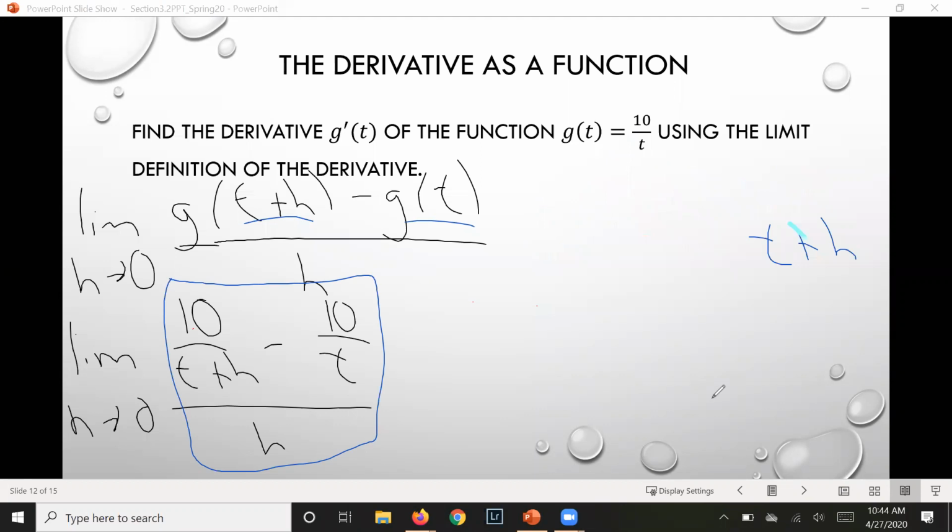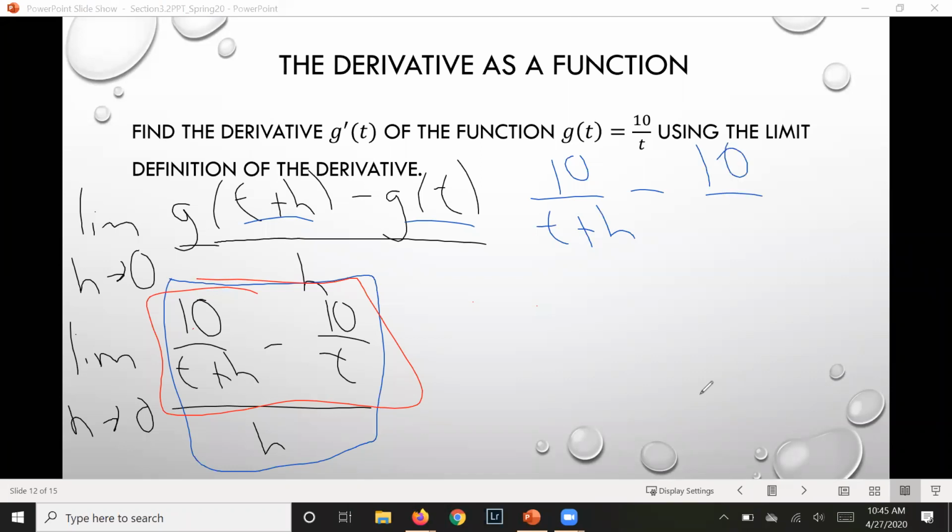So I'm going to erase some stuff because we're going to need a lot of room here. Okay, and for now let's break this down even more and look at just the numerator of this fraction, the 10 over t plus h minus 10 over t. Now I know there are variables along with numbers, but notice these are just fractions. So we have to think about when we subtract two fractions, how do we do that? Well, we have to get a common denominator, right?